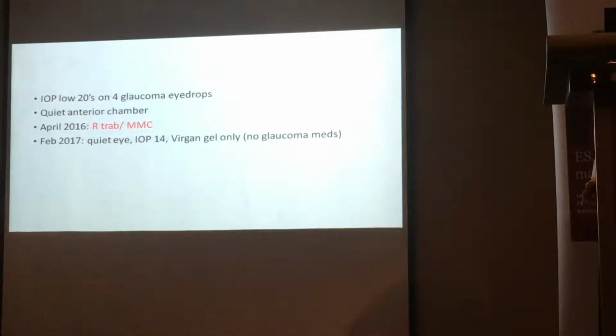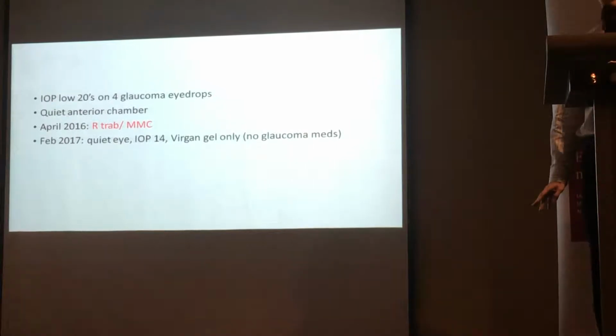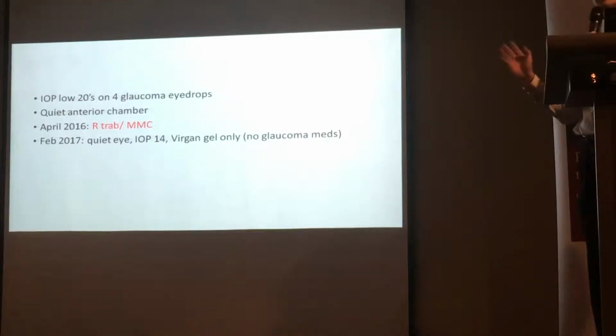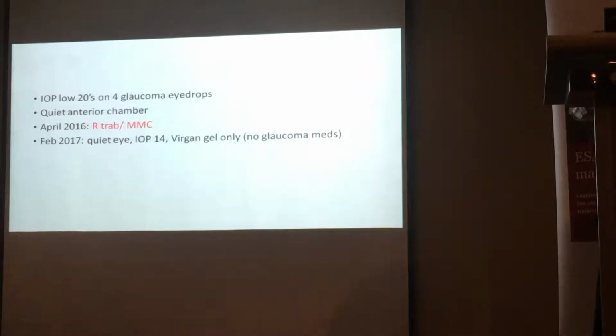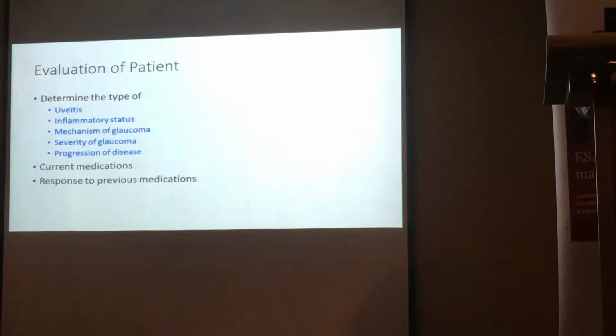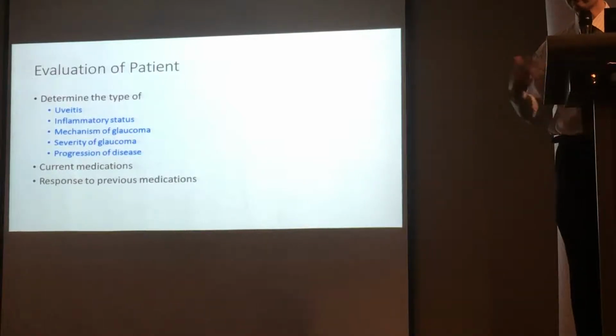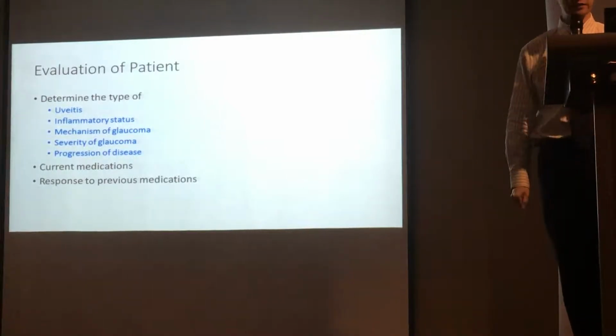And by February 2017, the eye is quiet. She does not require any steroid medications. There's no glaucoma medications, just Virgan gel. No systemic medications. The other eye is still just using Xalatan and Timolol to control her eye pressure. I see her every few months at the Singapore National Eye Centre, but essentially she's now stable. So this is how she has essentially got worse, because she probably wasn't optimally worked up in the earlier years.